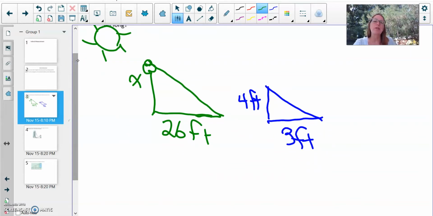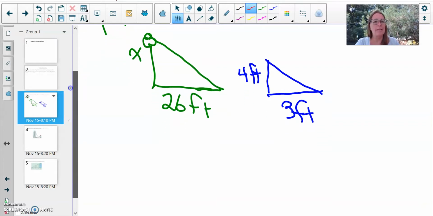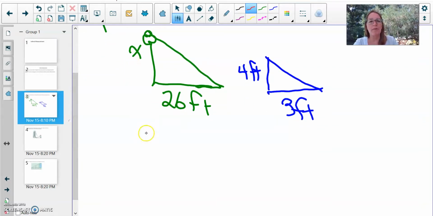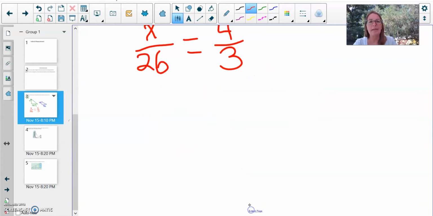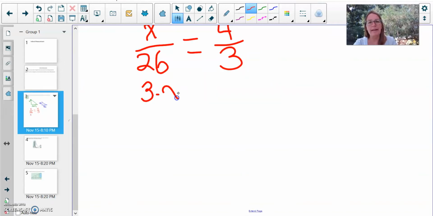You can set up ratios within the similar shape or between the similar shapes. It doesn't matter as long as you're consistent. So when I do these problems, I like to set up the height compared to the shadow in the first triangle is equal to the height compared to the shadow in the second triangle. Now to solve that proportion, I'm going to do cross products. So I do 3 times x equals 26 times 4.